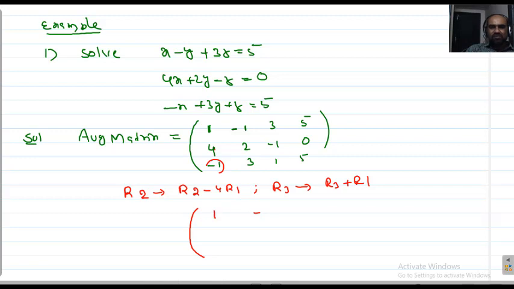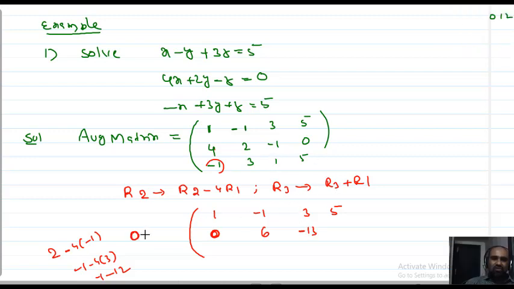First row, no change in the first row. Here 0. What will we get? 2 minus 4 times minus 1, 6. Next, minus 1 minus 4 times 3, minus 1 minus 12, minus 13. Should take care, correct or not? Understand? Okay. Next one is 0. Okay, minus 20, that is minus 20.